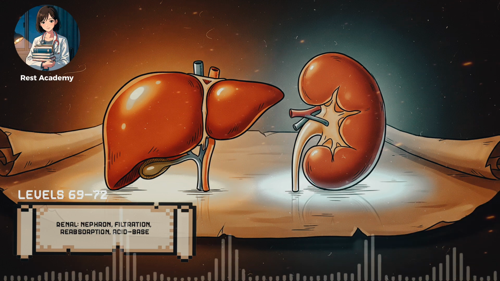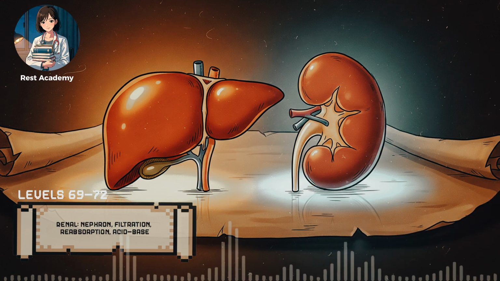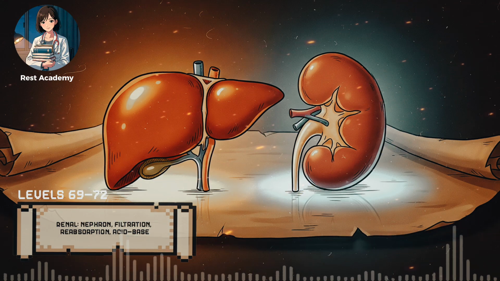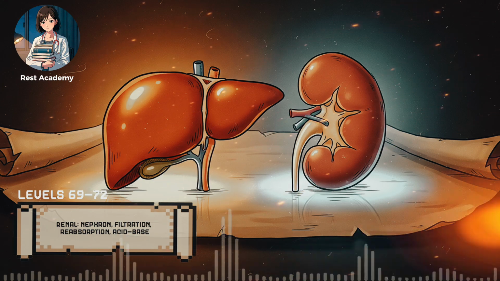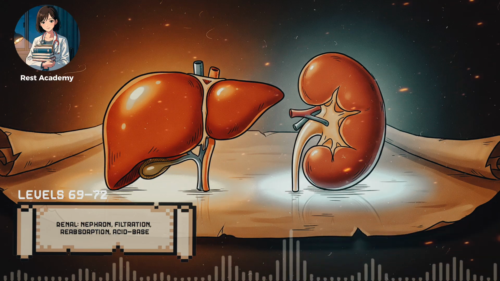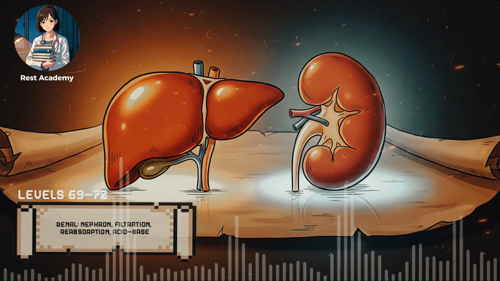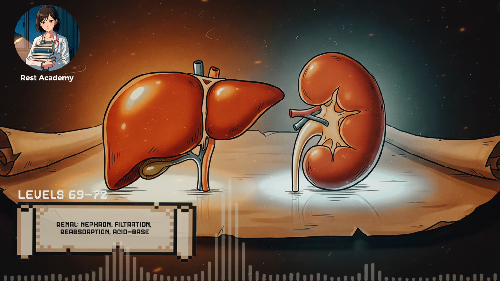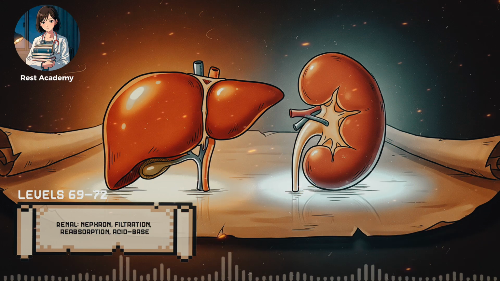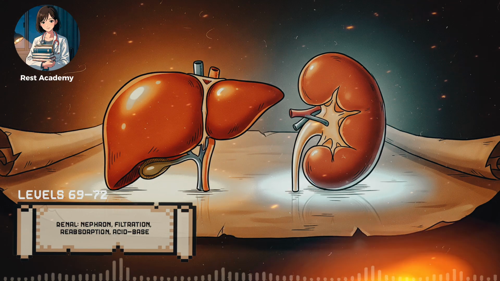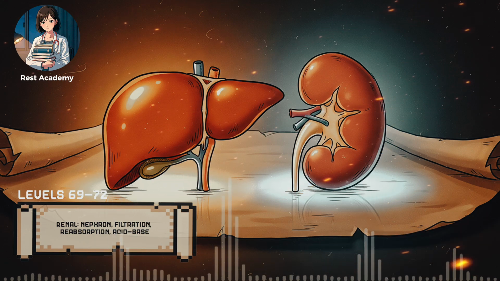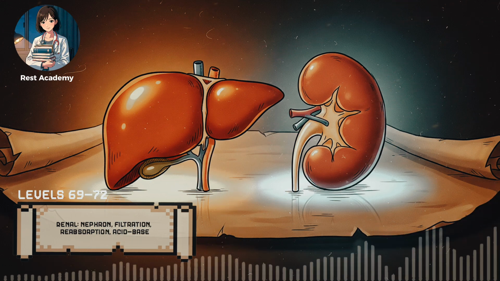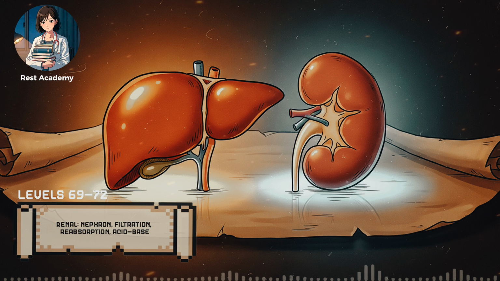From the capsule, the filtrate flows into the proximal convoluted tubule (PCT), then the loop of Henle, distal convoluted tubule (DCT), and finally the collecting duct. Cortical nephrons, located near the kidney surface, have short loops and handle most solute reabsorption. Juxtamedullary nephrons extend deeper into the medulla and specialize in concentrating urine, aided by their long loops and associated vasa recta capillaries. The nephron segments have distinct epithelial linings and transporter profiles, tailored for reabsorbing or secreting specific substances.